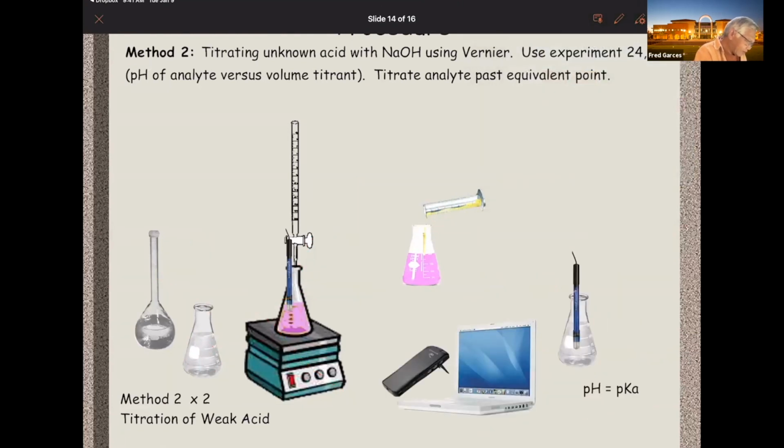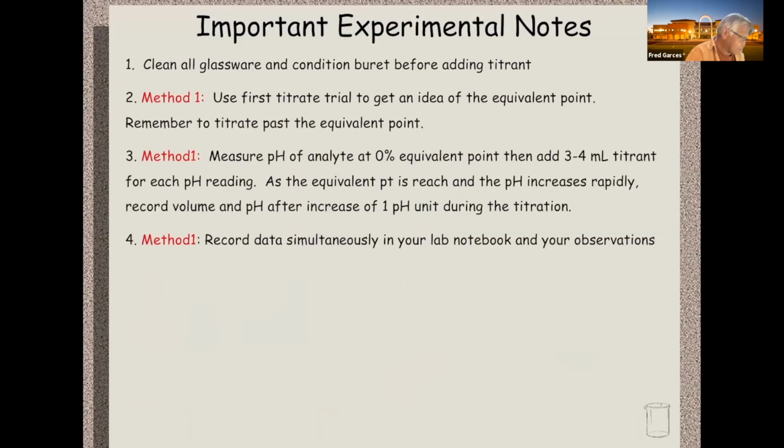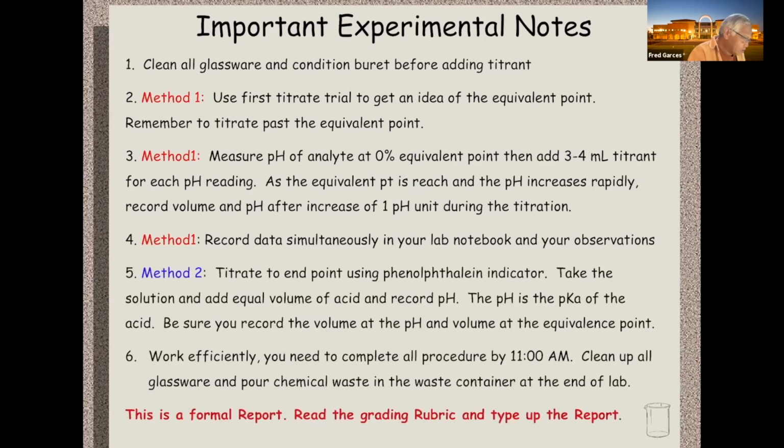This is the equivalence point. This is the addition of the acid, original acid, back to that solution at the equivalence point, and then you measure the pH, and that pH is the pKa. So that's basically the 2 methods, and you're going to use both methods to identify your unknown.